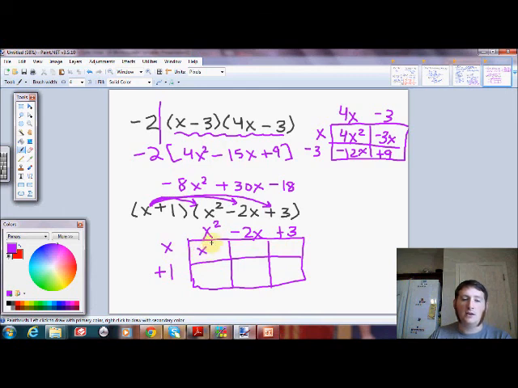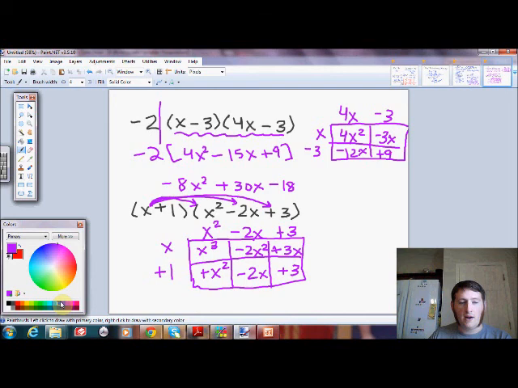So this would be x cubed minus 2x squared plus 3x. We had an x times 2 x's, that gets us 3 x's total. So x times x squared is x cubed. Multiplying each thing by 1 is pretty easy. So plus x squared minus 2x plus 3. So there we go.